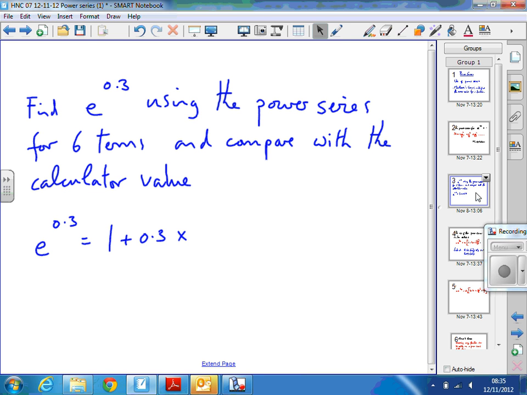What would the next term be? Right, 0.3 to the power 2 over 2 factorial, which is in fact just 2, because 2 times 1 is 2. Oops, not multiplied, plus. And so on. So that's 3, 4 terms.